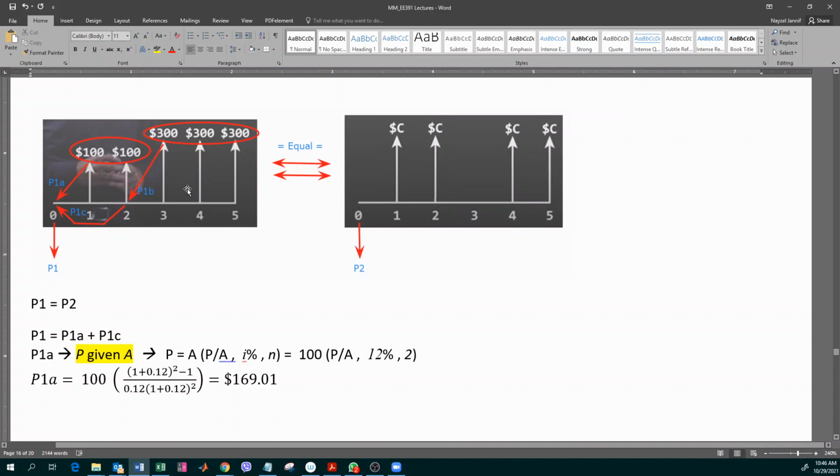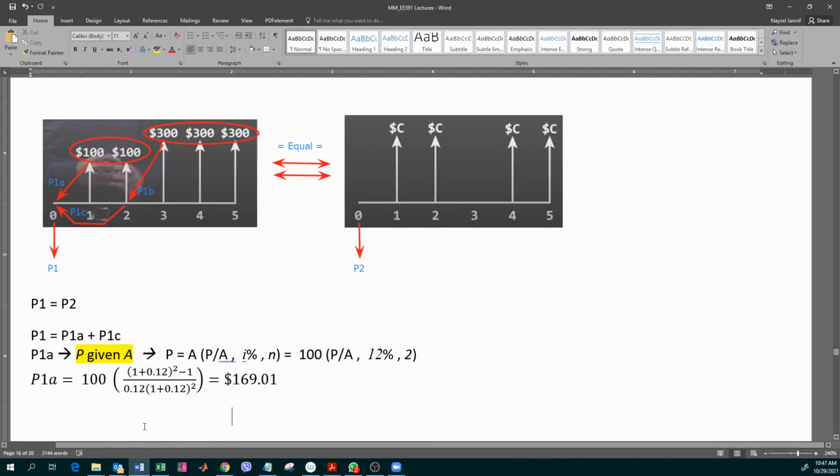Very important point. Whenever we use P given A, it gives us the present value of the period immediately before the first period. So for these two 100s, when we found the P, that was for the period immediately before the first session. So these three 300s, when we find the present value, we will roll it back to period number 2.